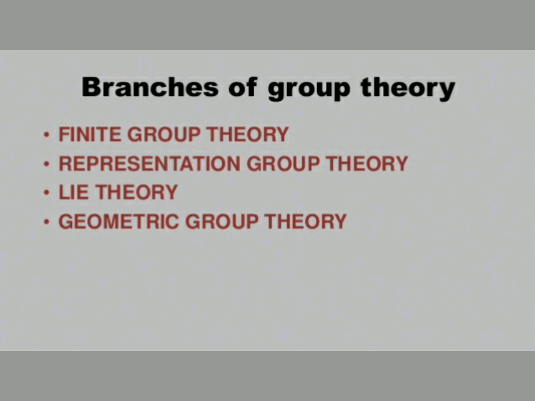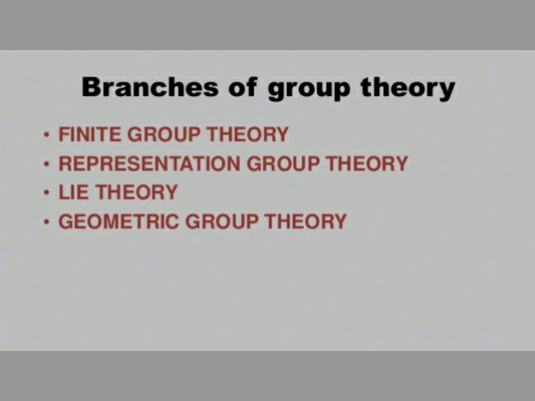Next, I will discuss branches of group theory. It is of four types. First one, finite group theory; second one, representation theory; third one, Lie theory; and finally the fourth one, geometric group theory. These are the very important branches of group theory.